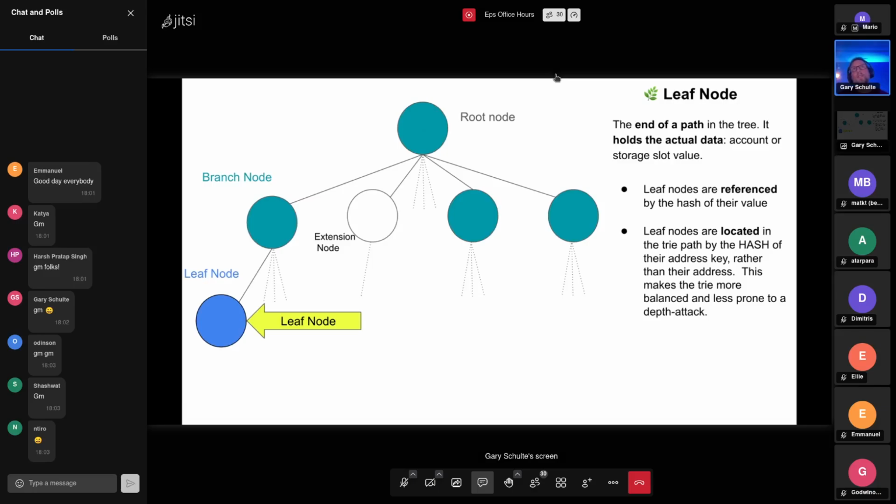if you're trying to craft a specific address or a specific slot that will attack the tree at a certain depth. It's certainly more difficult. You've got to use a lot of computational resources to do that. It's basically infeasible to attack the state in this way. So that is the reason why we index by hashed values in the tree.